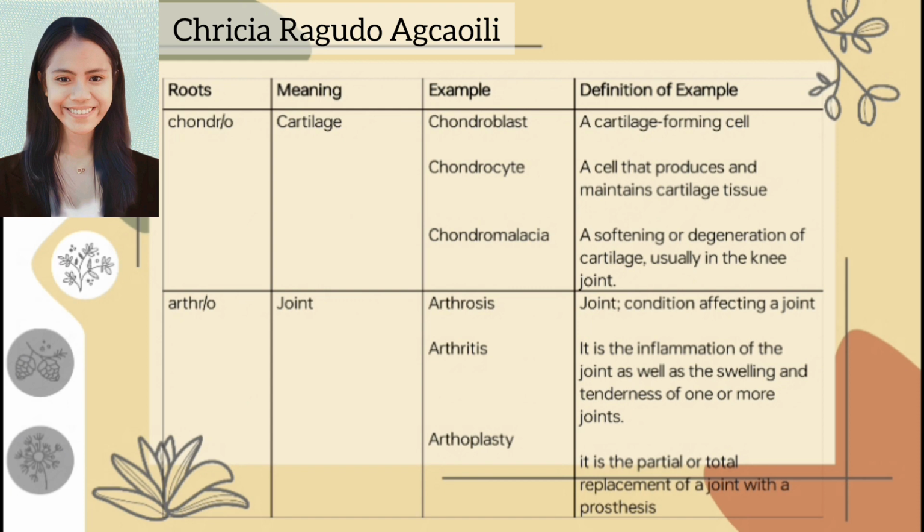So now, let's move on to another root or base word for bones and joints, which is arthro. Arthro, meaning joint or any junction between two different parts. It comes from the Greek arthron, which means joint. We have here examples of arthro, which are arthrosis, arthritis, and arthroplasty.